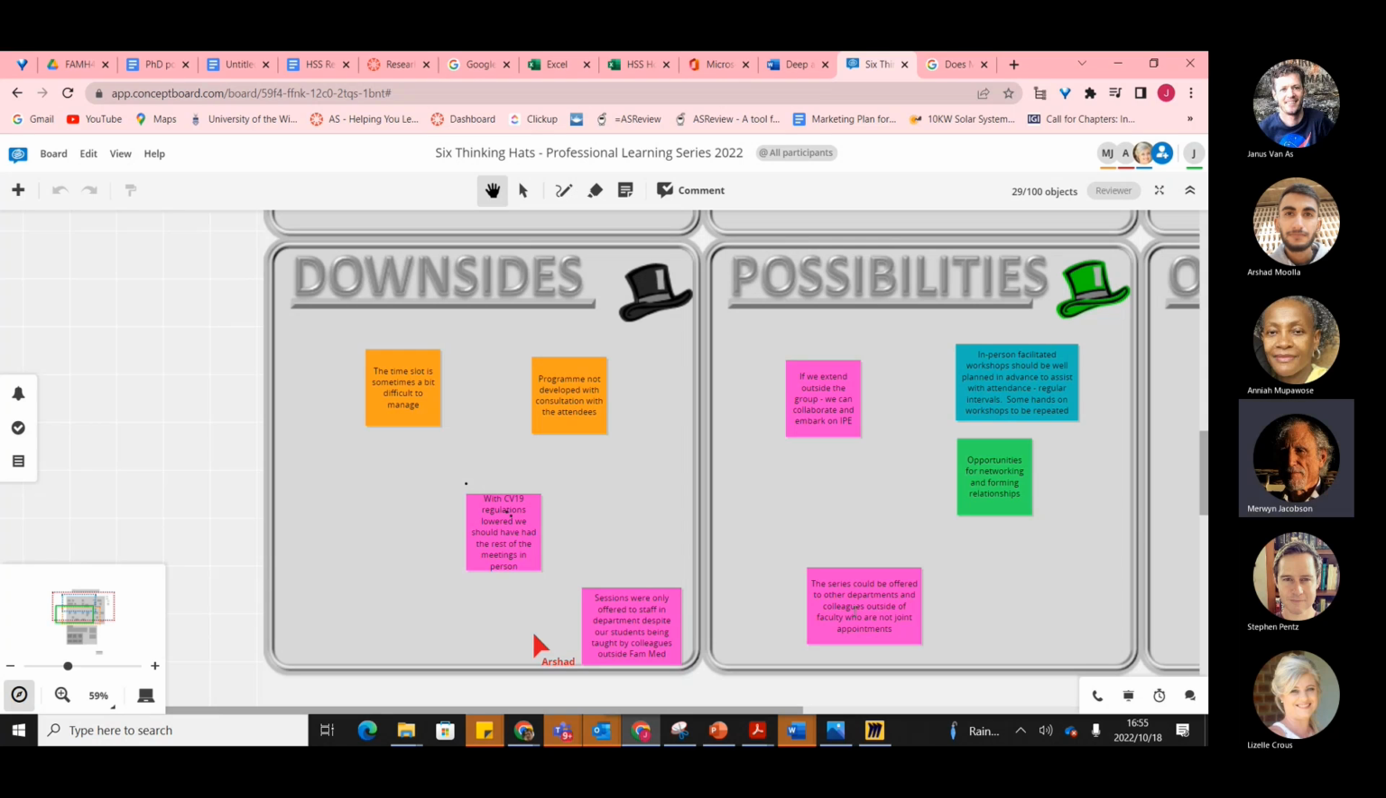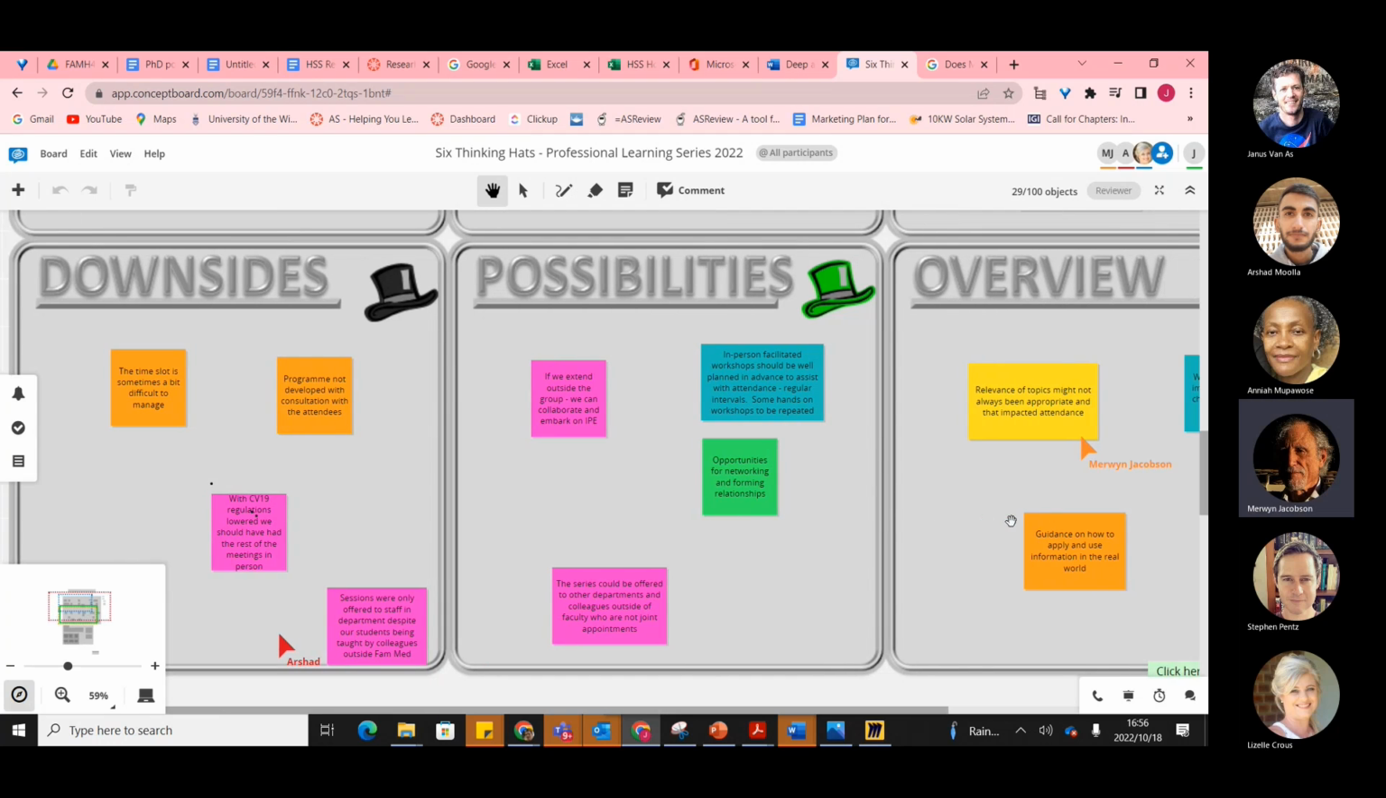Daniela mentioned that with the COVID-19 regulations changing, we should have had the rest, or at least some of the meetings in person. And another downside was the sessions were only offered to the staff of this department, despite our students being taught by colleagues outside of family medicine, which is something that, in fact, Stephen raised.